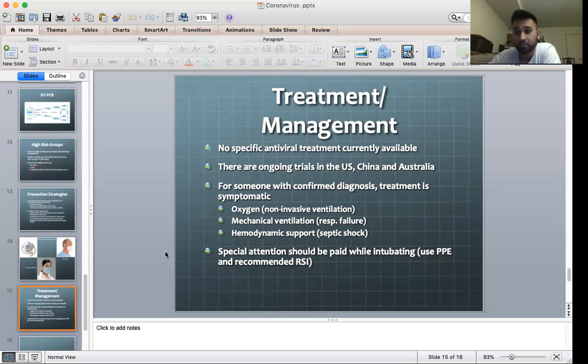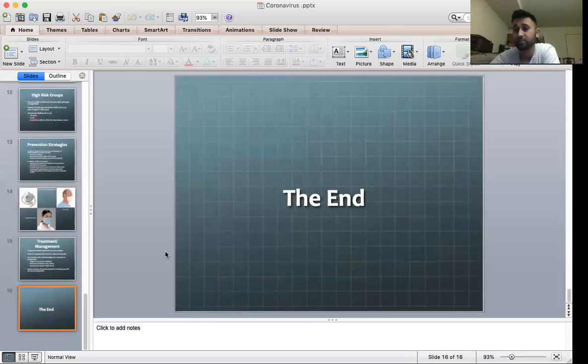Special attention needs to be paid when you're actually intubating patients. You have to use personal protective equipment. Make sure you have gloves on. Make sure there are no air droplets going from the person that you're intubating to yourself. And also they say that rapid sequence intubation is preferred because it's quicker. You don't have to use paralytics and all that. So that's about it.